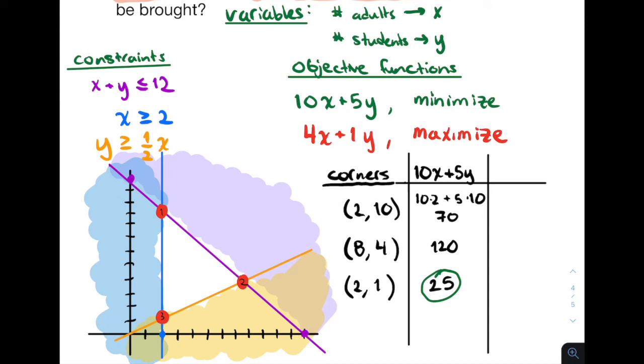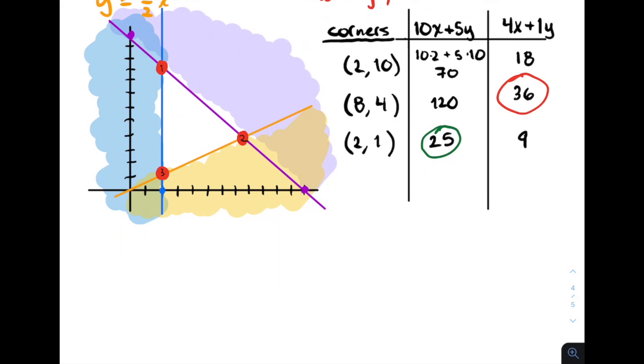To evaluate our second objective function, we get that our first corner evaluates to be 4 times 2 plus 1 times 10, which is 18. Our second corner being 4 times 8 plus 1 times 4, which is 36. And our third corner evaluated to be 4 times 2 plus 1 times 1, which is 9. Because we were trying to maximize the second objective function, our optimal value is 36, and our optimal solution is 8, 4.